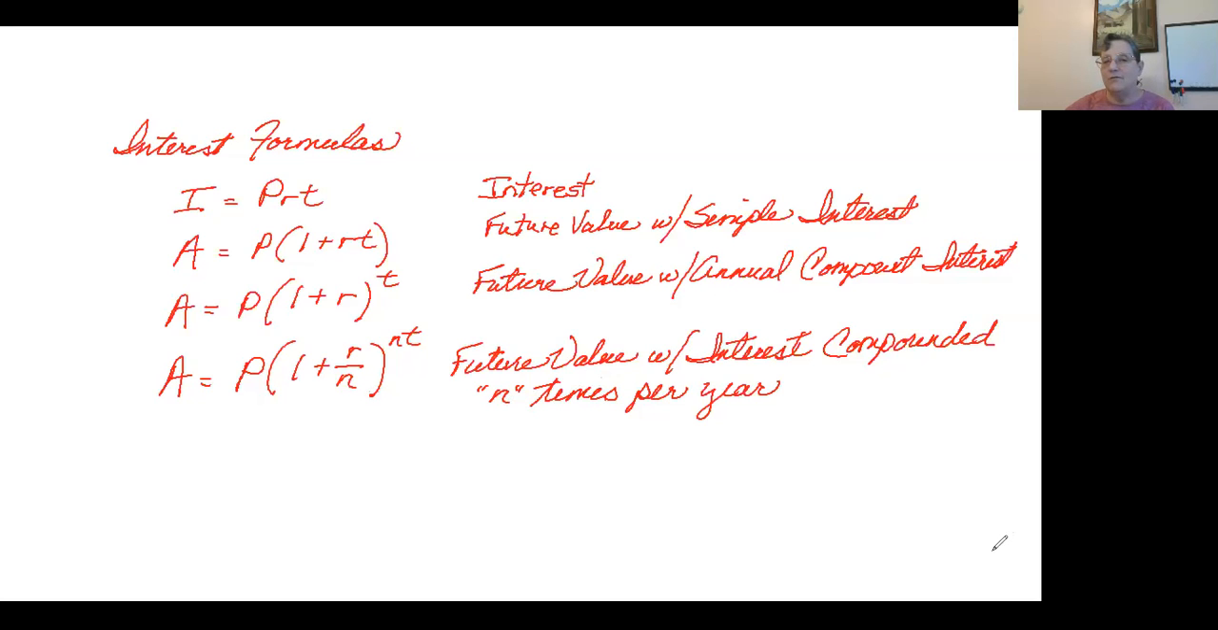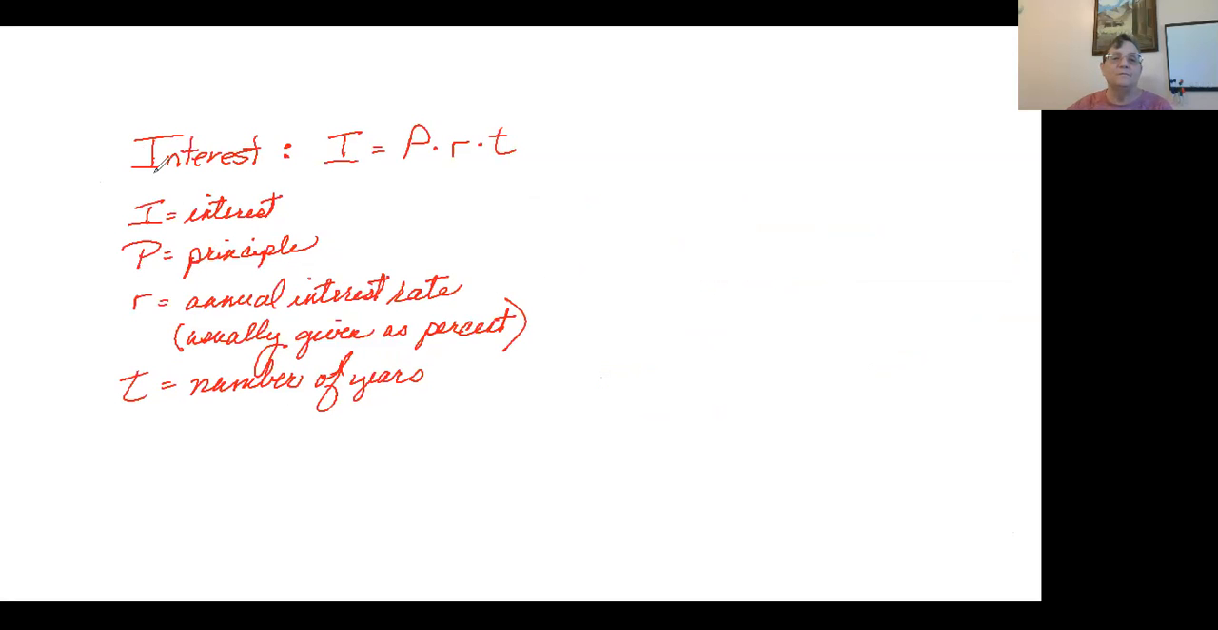So let's look at where these formulas come from. If your interest is represented by I, the principal that the account begins with, and for these formulas, this cannot change throughout the whole time period. Your principal is P, your annual interest rate is R, that's always given annually and would generally be given as a percent. And T is the number of years we're talking about.